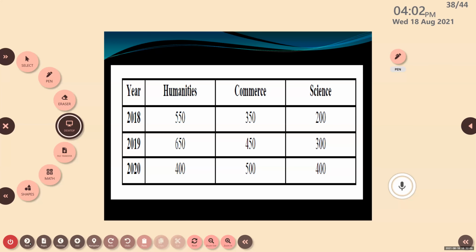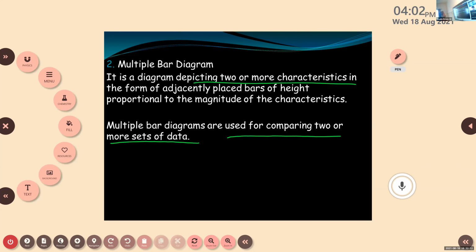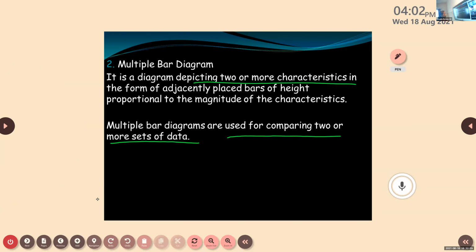Now, can you show that slide of multiple bar diagram? Definition. Okay, the other one, previous one. This one. Yes, ma'am. This one. It is mainly used for comparison and we will be adjacently placing the bars. And by seeing the height, we can understand the magnitude of the characteristics. And we are using it for comparing two or more sets of data.